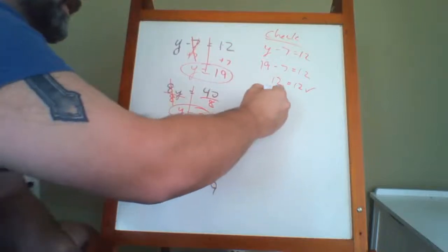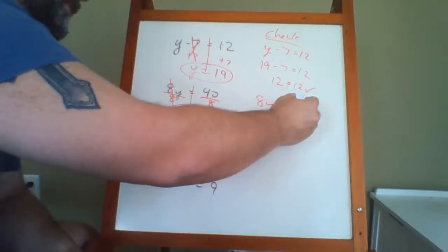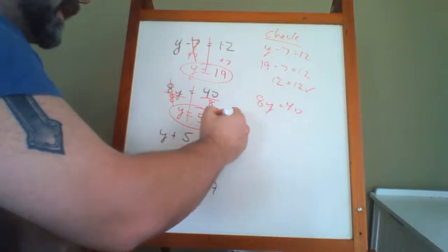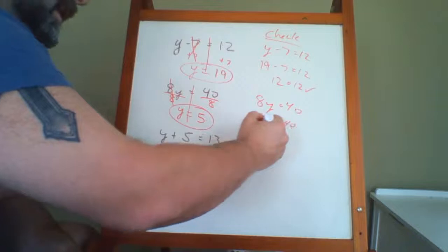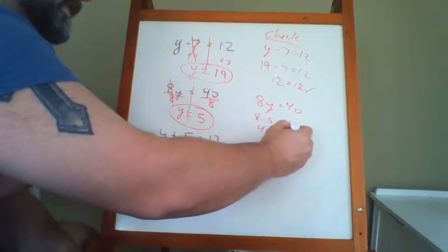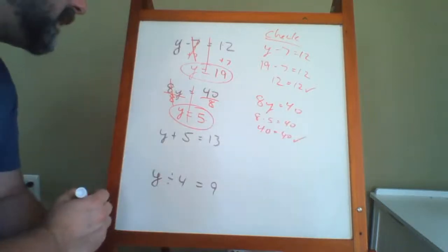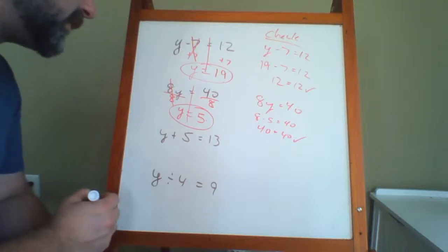Now we would check. Rewrite the equation, 8y equals 40. Instead of 8 times y, we know y is 5, so it would be 8 times 5 equals 40. And 8 times 5 is 40, so 40 does equal 40. It checks.